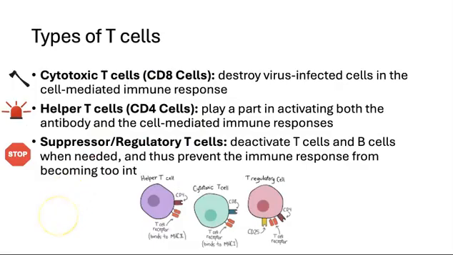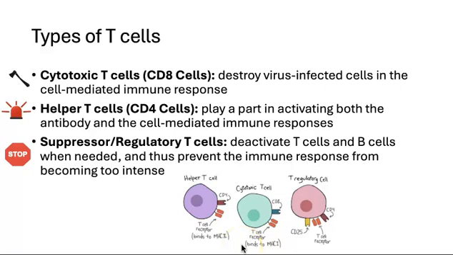Now, before we go any further, let's talk a bit about the types of T cells, because we are going to be using this terminology. We need to know what they are. So first we have our cytotoxic T cells. These are also known as our killer T cells or CD8 cells, and their job is to destroy virus-infected cells in our cell-mediated immune response. They're also going to play a big role in combating cancer cells.